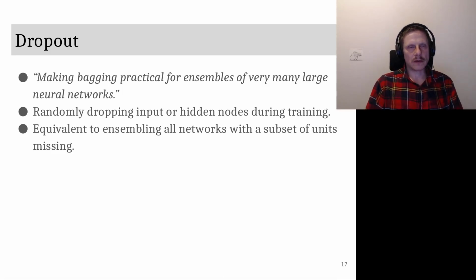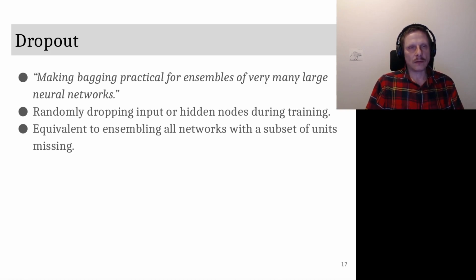The next thing we're going to talk about is dropout, and that has been described as an approach to making bagging practical for ensembles of very many large neural networks. So keep in mind all this information we talked about previously about ensembles, because this is quite relevant to dropout. And dropout is, as this quote here shows, quite relevant for deep learning, especially.